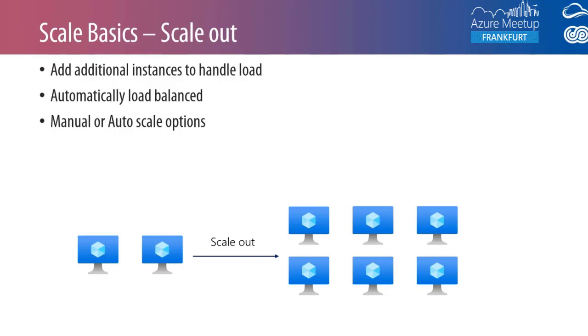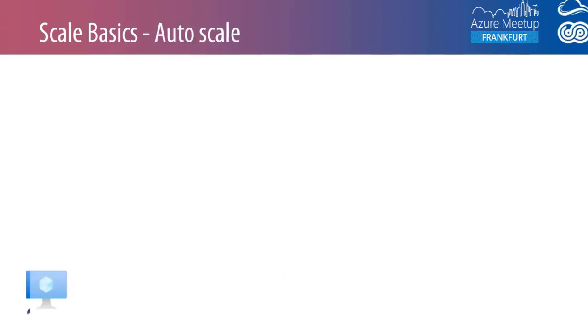Within Azure, we can scale out by adding additional instances. We can do it automatically based on load through autoscale options, or we can specify explicitly how many instances we want to have at any given time through manual scale options. These instances are automatically load balanced via the Azure service. It just takes care of that stuff for us, which is really, really nice. So autoscale is a great tool.